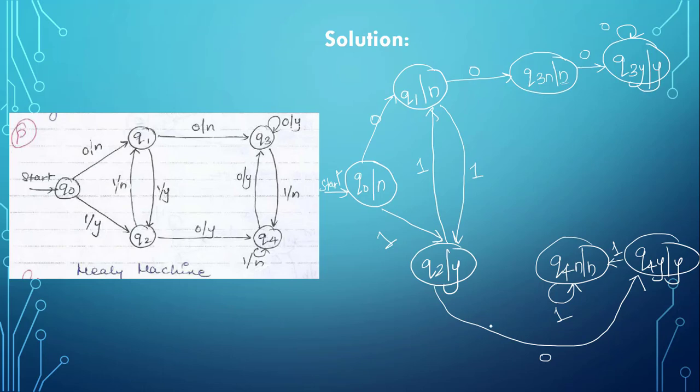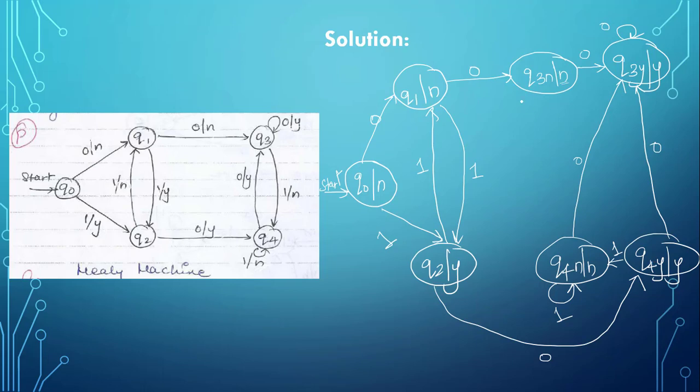Now when we have to transit from Q4 to Q3, from Q4 to Q3 we have to transit over Y. So both Q4 states will go to Q3Y over 0. They will not go to Q3N, but they will only transit to Q3Y, from both of the split Q4 states.